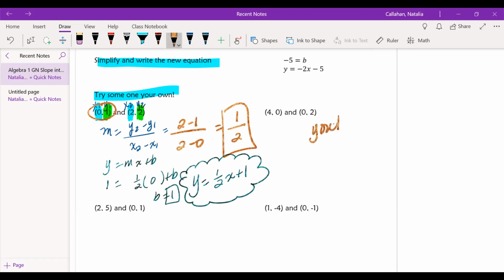Now I'm going to have you guys give this one a try, this one a try, and this one a try.